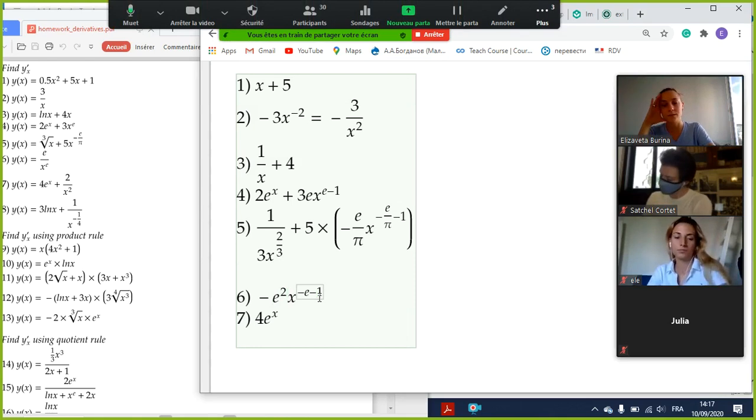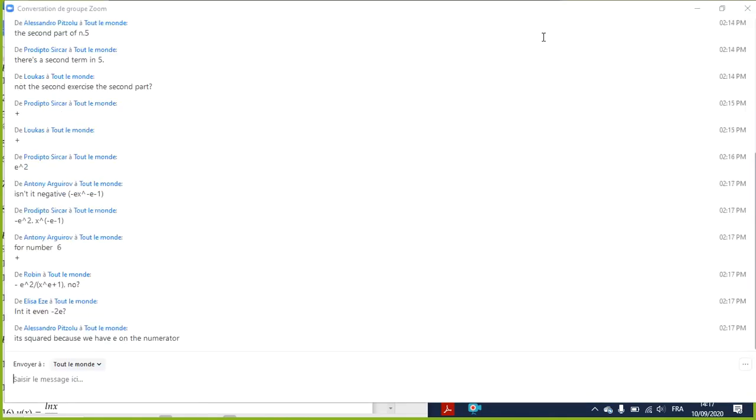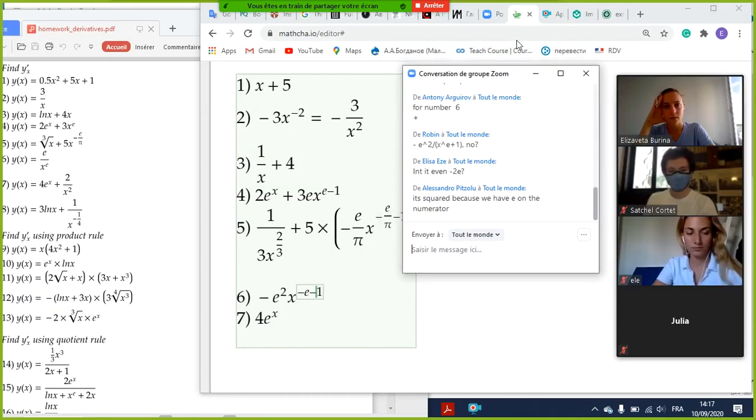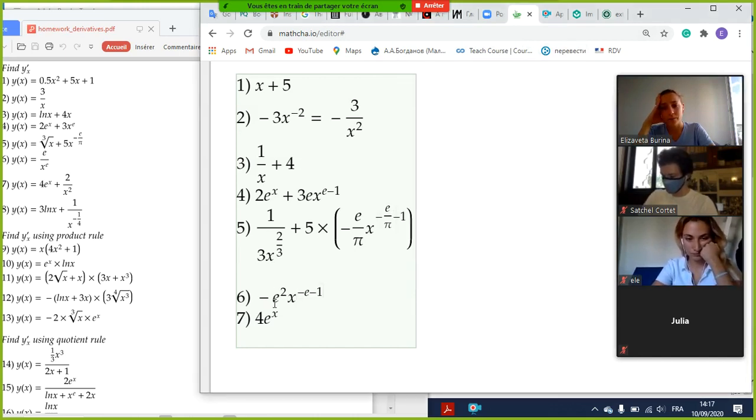Okay, now I'm going to explain myself and you too why it's e squared. So, as I was saying, e is a coefficient. Yeah, e here is a coefficient, and then we have x raised to the power of minus e. So we leave our coefficient, then we have to multiply it by the power, by the exponent, and then x gets power of minus e minus 1. So yeah, this is good.